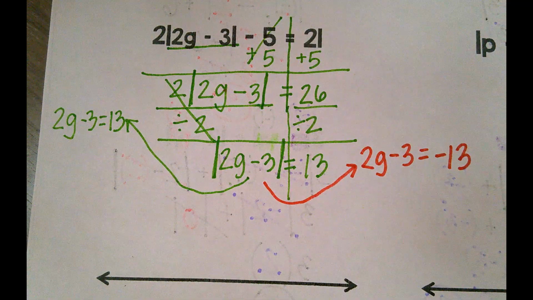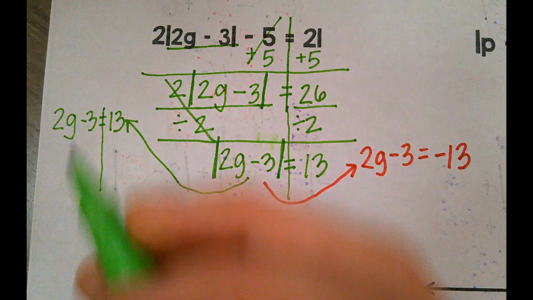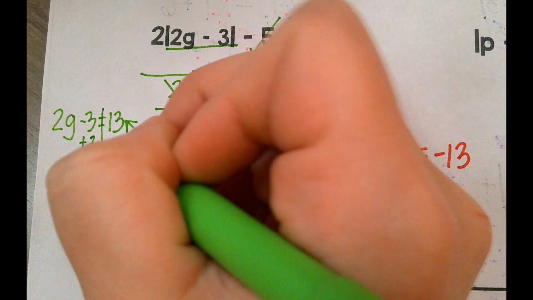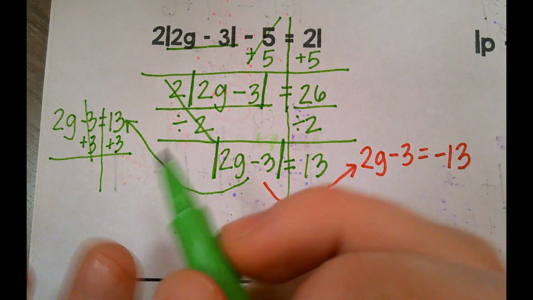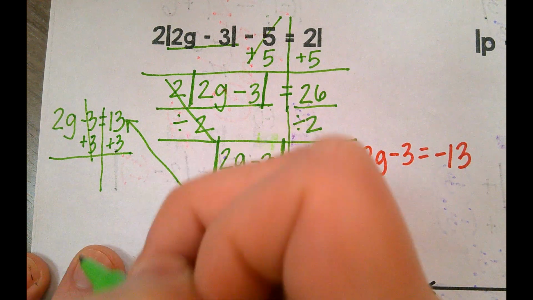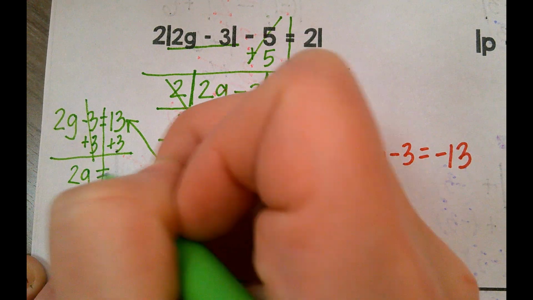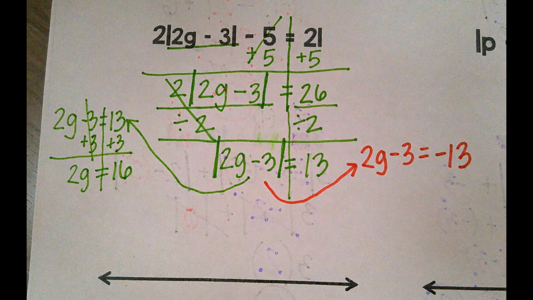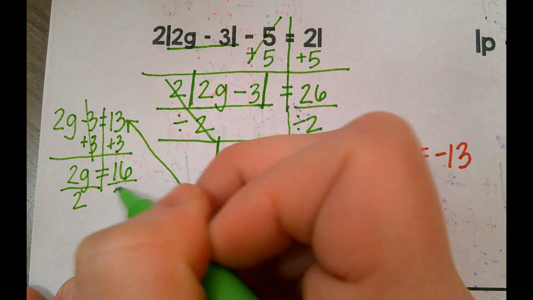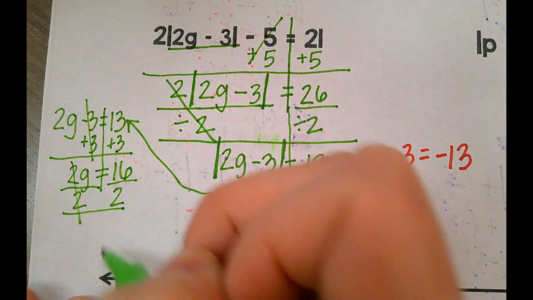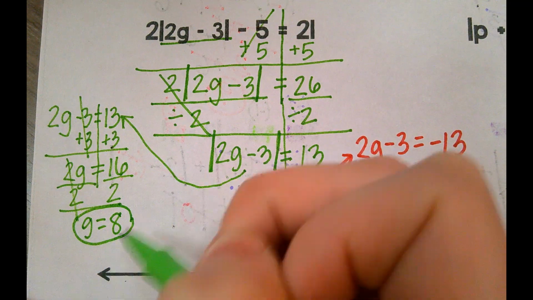Now let's solve these. Go back to my positive one. Let's add 3. We get 2G equals 16. Perfect. Divide by 2 on both sides. 2G, or G, equals 8. G equals 8. That's one answer.